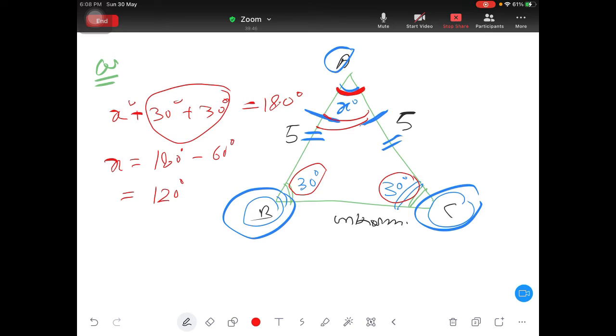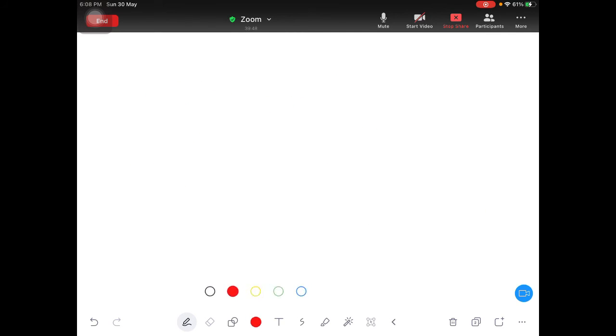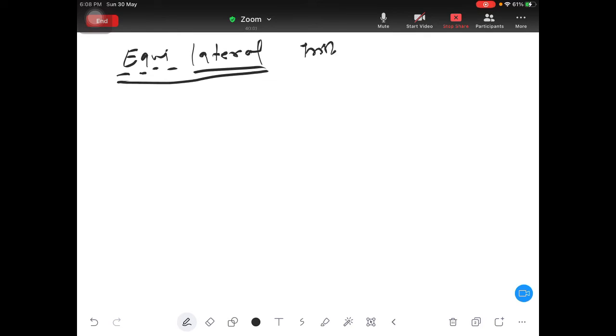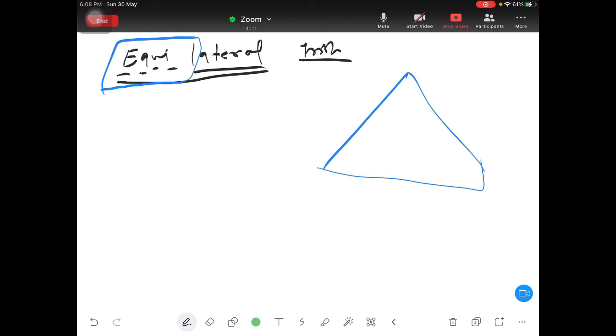Then we have a third type of triangle, known as equilateral. Equilateral triangle. What is this triangle? Yes, because you can see the name itself says equal, so all the sides are equal. So an equilateral triangle you can also call a regular triangle. Whenever you use the word regular, it means all the sides are the same.